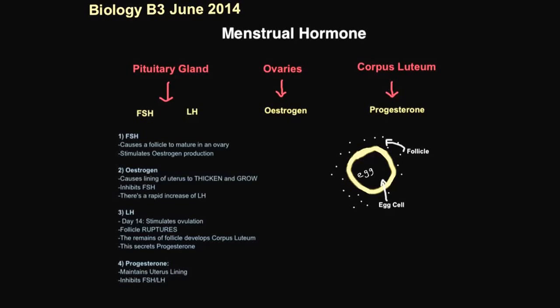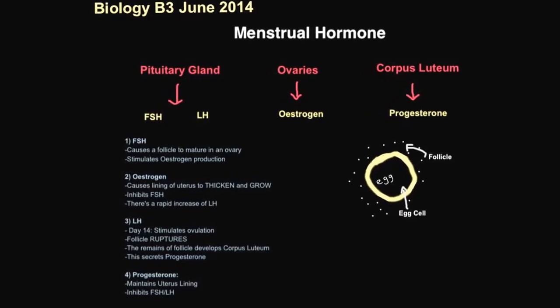being ovulated. Just in case I didn't make it clear, the follicle is actually the cluster of cells around the egg, and this ruptures, which then makes the corpus luteum, which then releases the progesterone.